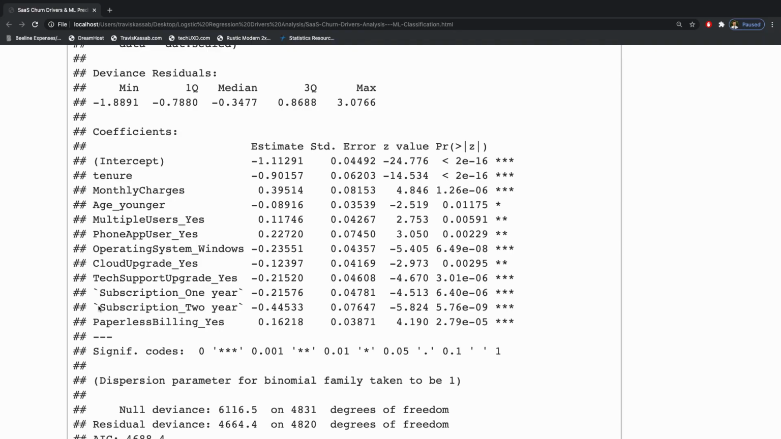We can also see other things too. Subscription 2 years. So if they do have a 2-year subscription, they're less likely. 0.44 is a relatively large magnitude. Kind of also on the same scale, but opposite sign here, around 0.4 for monthly charges, right? So how much they're being charged increases the probability of customer churn. Okay, that concludes my SaaS customer churn example.